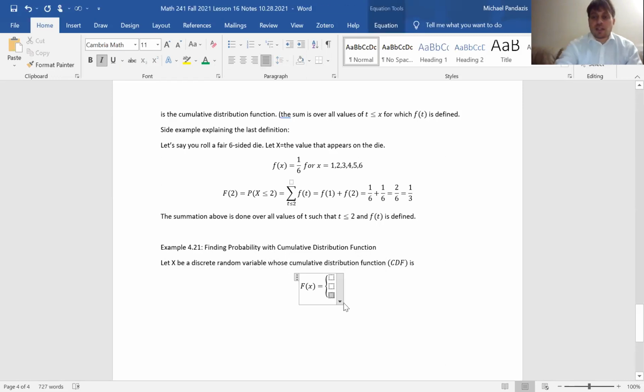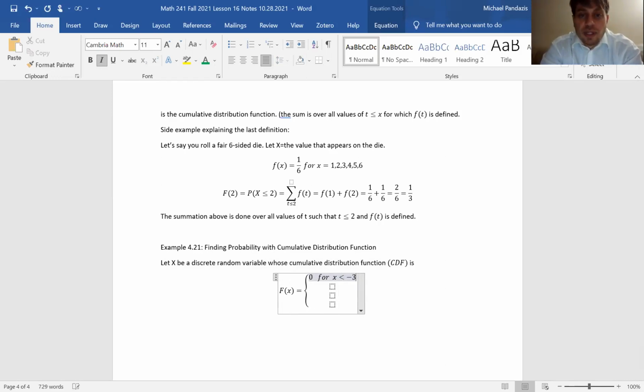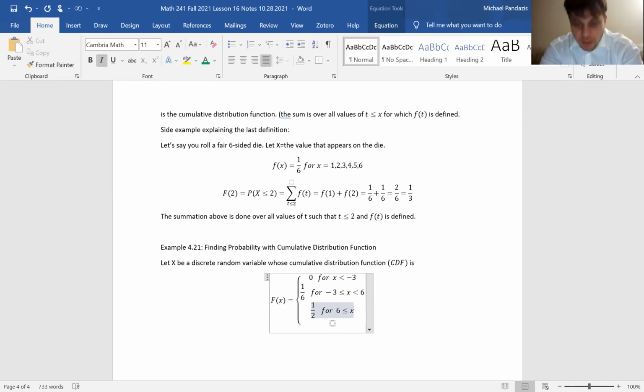Okay, so let's say your CDF is defined this way. Capital F of x is 0 for x less than -3. It's 1/6 for -3 less than or equal to x strictly less than 6. It's 1/2 for 6 less than or equal to x strictly less than 10. And it's 1 for x greater than or equal to 10.